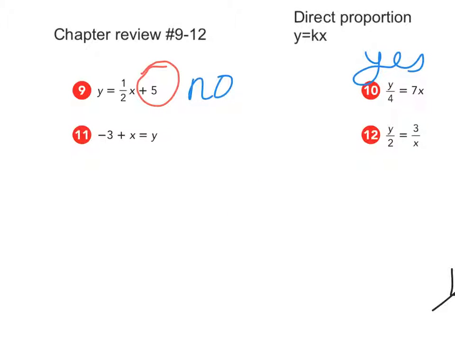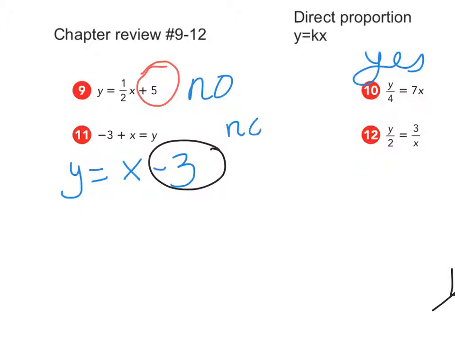So let's look at number 11, okay? It is a y equals equation, and I can rewrite it if I want to, y is equal to x minus 3, using the reflexive property, okay? So I do have my y equals kx, but what I have additionally is this minus 3, and that minus 3 makes it not a direct proportion. So the answer to number 11 is no.